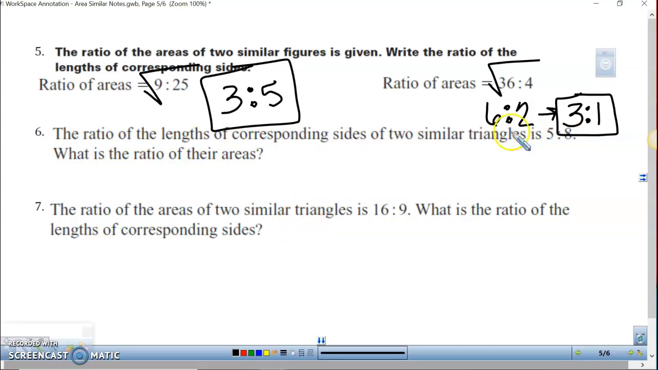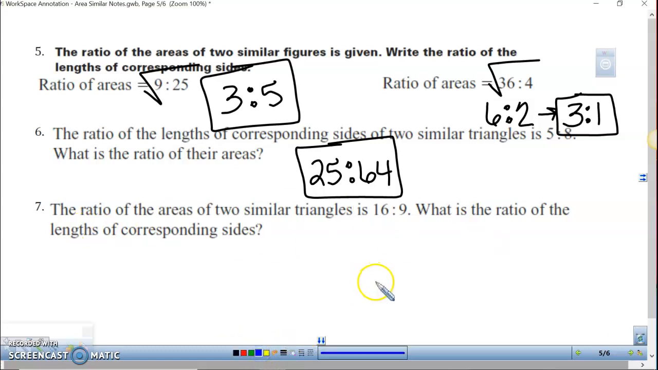What is the ratio of the areas? Square that stuff. 5 squared is 25, 8 squared is 64. Bam. 7, the ratio of the areas is 16 to 9. What is the ratio of the corresponding sides? Well, I'm going to square root that. Square root of 16 is 4, square root of 9 is 3. Is that it? That's it.